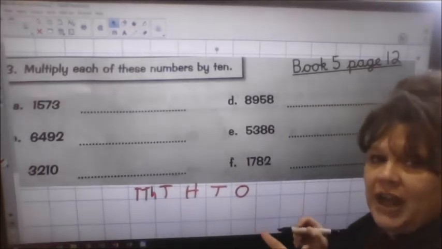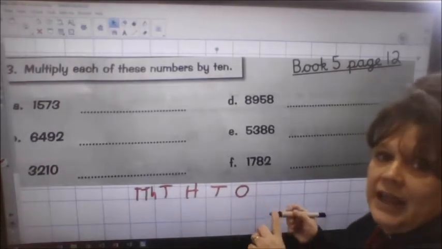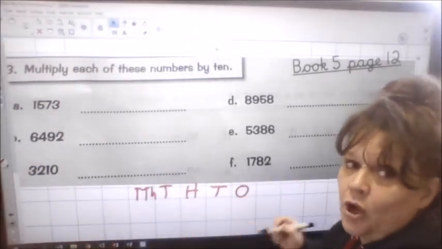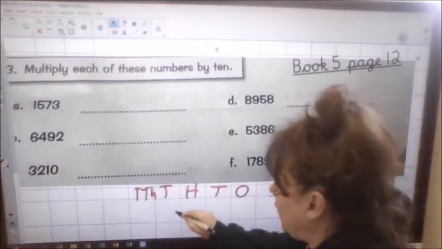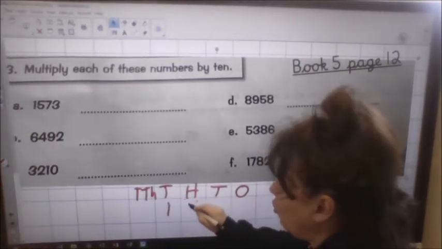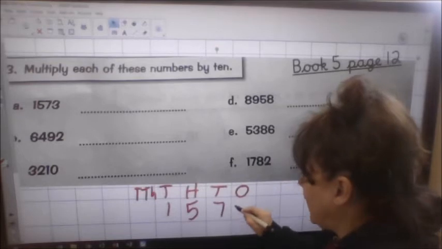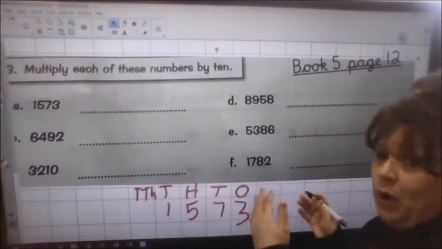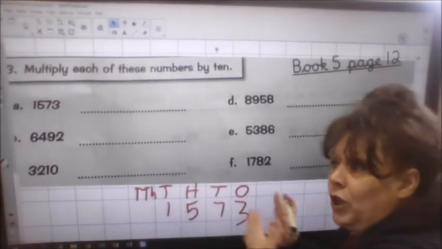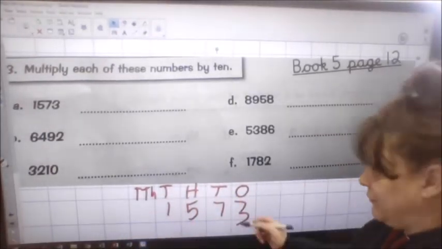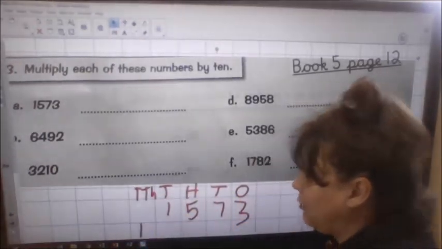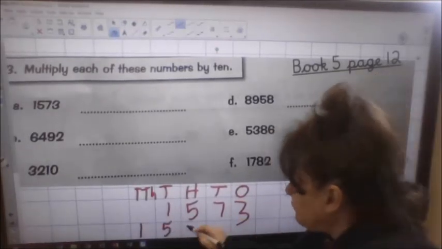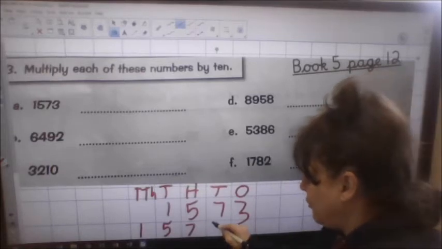And let's put our digits on our grid and see what happens when we move those digits one place. So here we go. I'll start off with 1,573. Now I'm multiplying by 10, so those digits are going to move one place to the left. That 1 is now going to go here, the 5 there, 7 goes there, the 3 there.